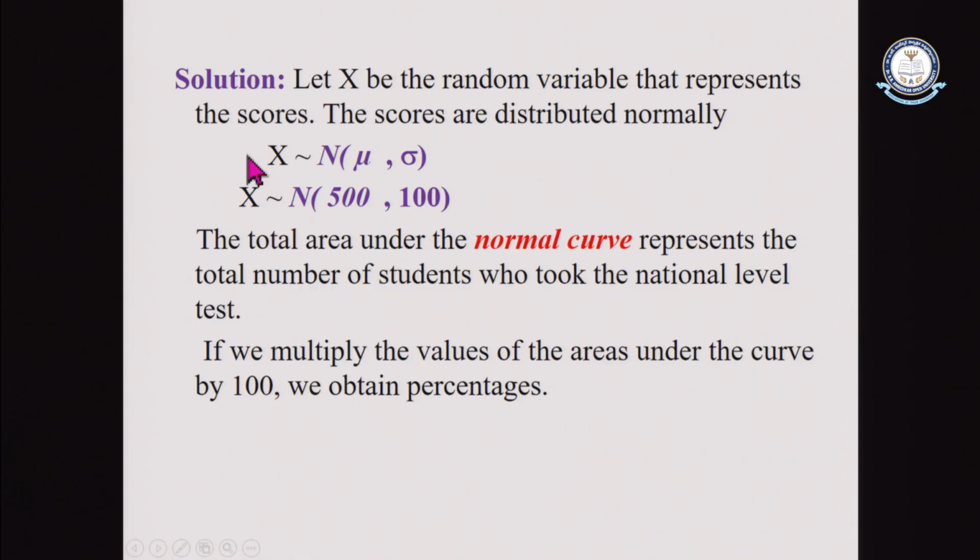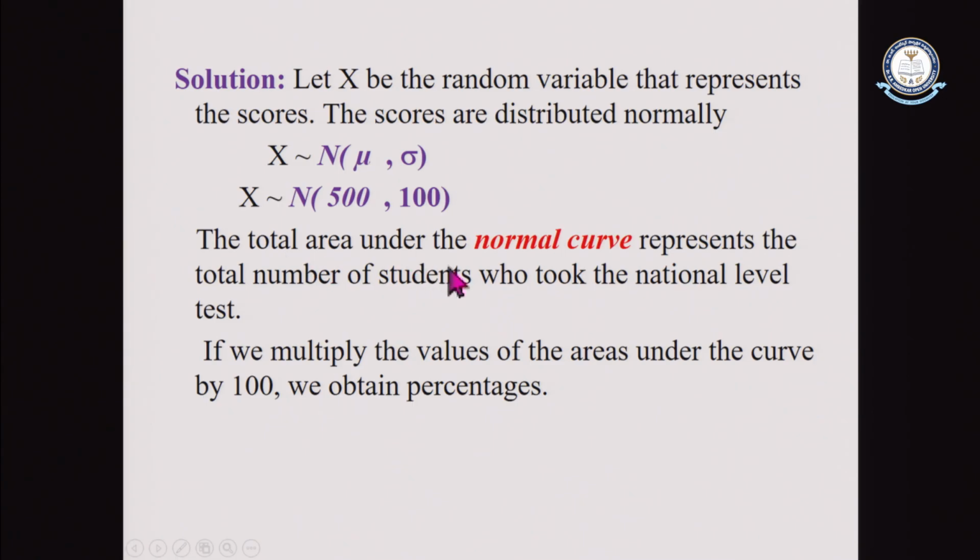So let x be a random variable that represents the scores. The scores are distributed normally, so x follows N of mu comma sigma. Here mu is equal to 500, and the standard deviation is given, which is why I put sigma. Generally we can take mu comma sigma square, but in our question they have given the standard deviation only. So x follows N of 500 comma 100.